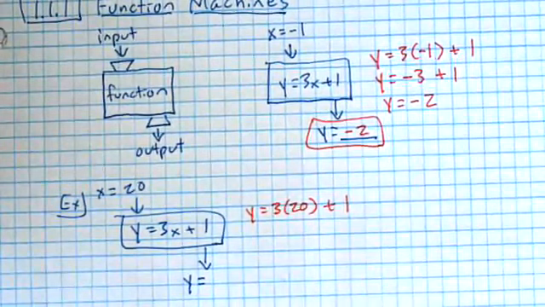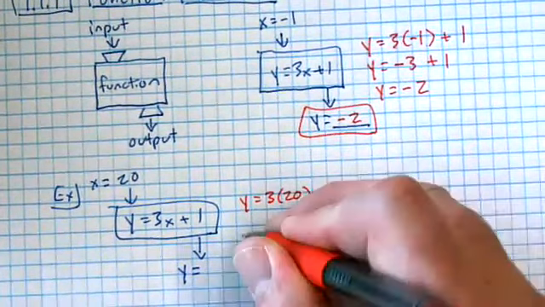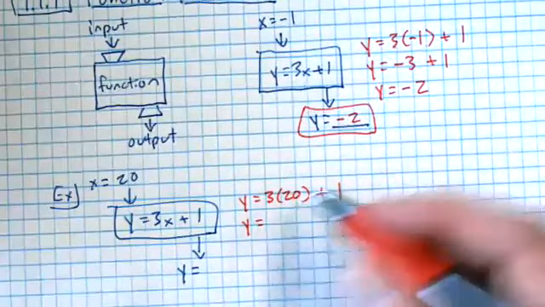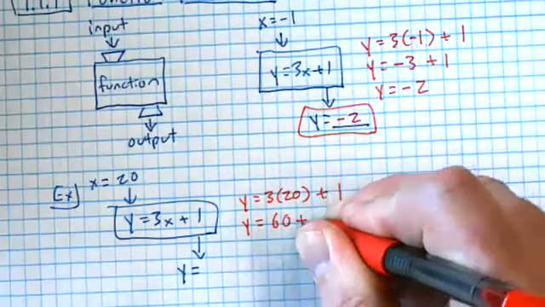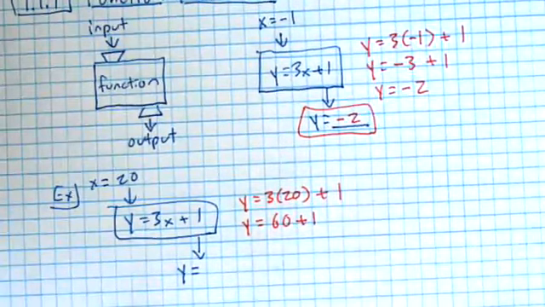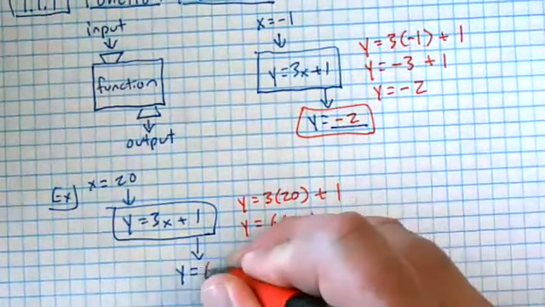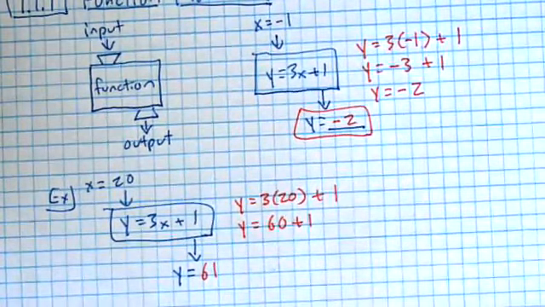I'm going to show all my steps because I like steps. Three times 20 is 60. And we still have that +1 to deal with. 60 plus 1 is 61. All right, that is our key learning target right there.